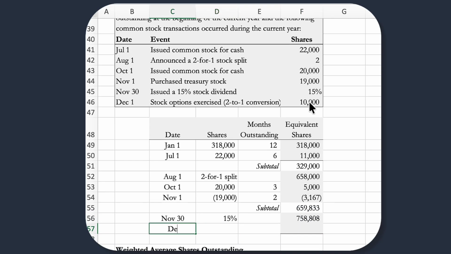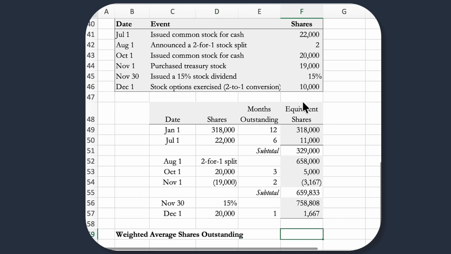Then finally, we have one last issuance, and this is stock options that were exercised. It says it was a 2-to-1 conversion, meaning that each stock option could be exercised to purchase 2 shares of common stock. So new shares outstanding, if all of those are exercised, it's actually 20,000, and they were only outstanding for 1 month of the year. Now we can add up our numbers here to get our weighted average shares outstanding to be included in our calculation.